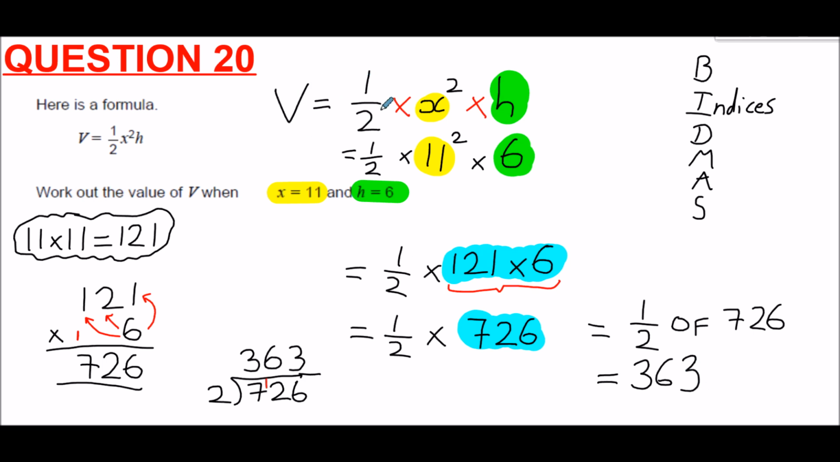So v equals half times x squared times h, which is a half times 11 squared times 6. All of it boils down to, by the end, 363. So for these particular values of x and h, v will equal 363, and that's our final answer.